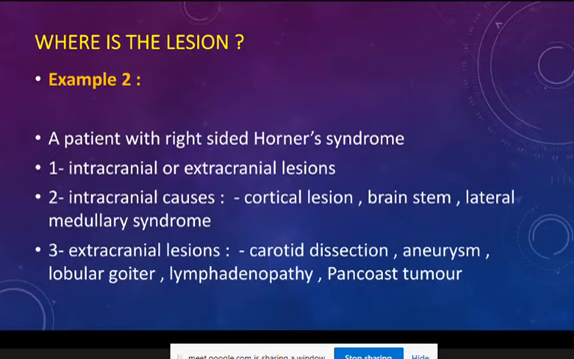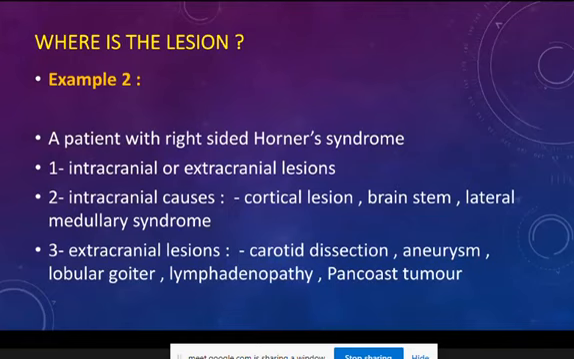So there might be carotid dissection, carotid aneurysm, lobular goiter, lymphadenopathy, or Pancoast tumor. All these can compress the sympathetic chain and cause Horner syndrome. So if they show you a patient in the exam with Horner syndrome, look for the site of the lesion. It could be intracranial, which you can't see, and in that case you need to do tests to localize it or to know the cause, or it could be extracranial.